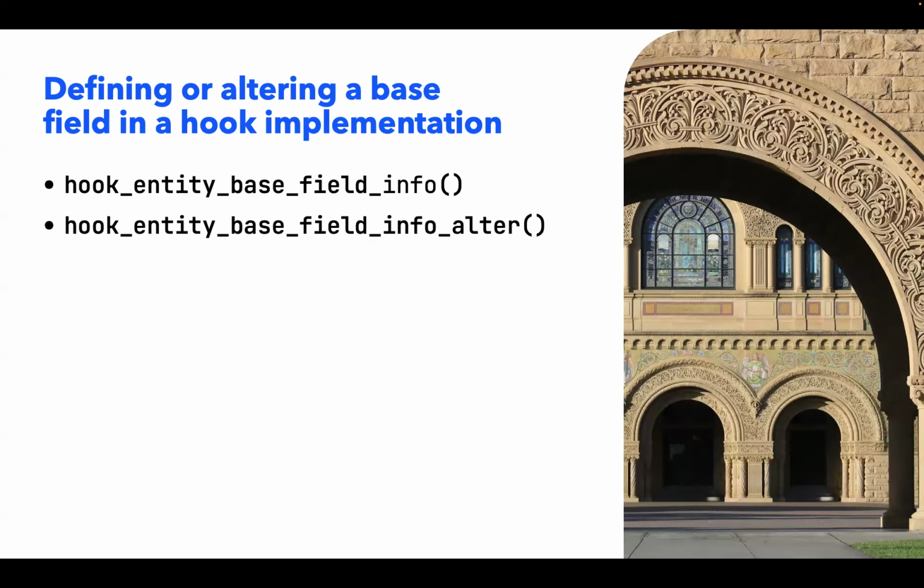So it is possible to define or alter a base field in a hook implementation, and these are the two hooks that you would need to know about. The first one is for defining a new base field. So if you wanted to add a new base field for nodes, for instance, you would use hook_entity_base_field_info. And if you want to alter a base field that has been defined by another module on an existing entity type, you would implement hook_entity_base_field_info_alter.